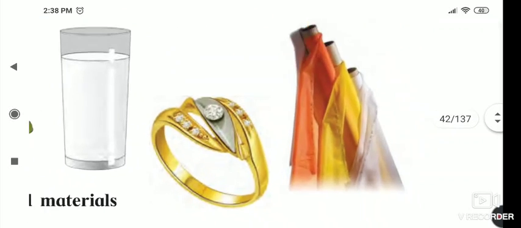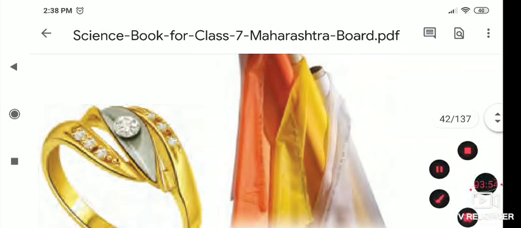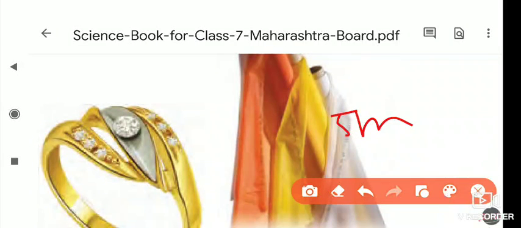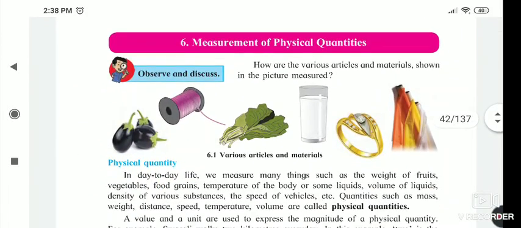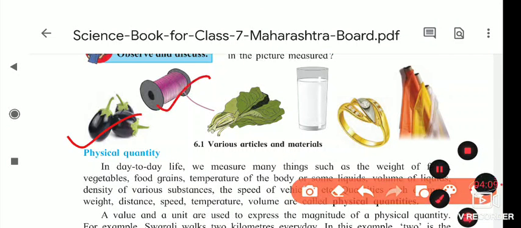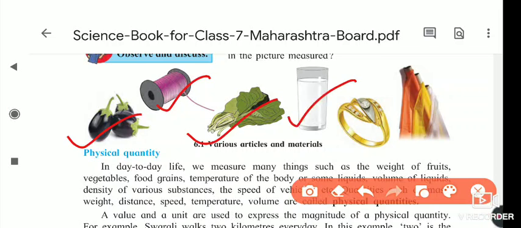Next it is cloth. Cloth also we are measuring in meters. 5 meters of cloth is required for a salwar kurta, in that way we speak in our daily life. So if you see these quantities: brinjal, ribbon, thread, the bundle of spinach, liters of milk, the gold ring in milligrams, diamond measured in carats, and cloth we are measuring in the unit called meter.